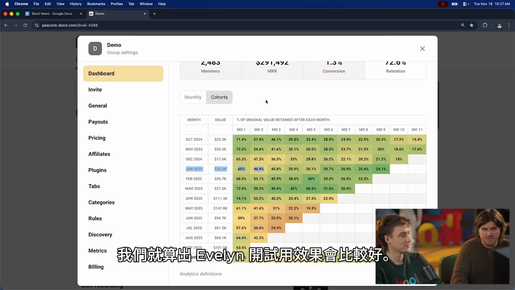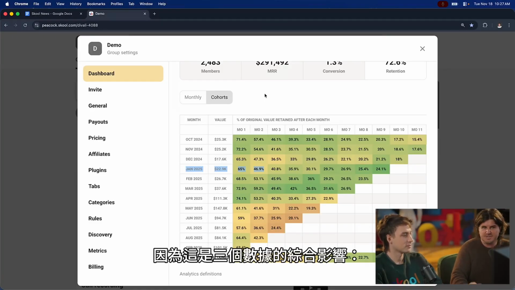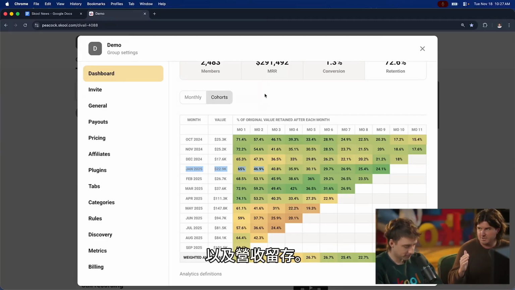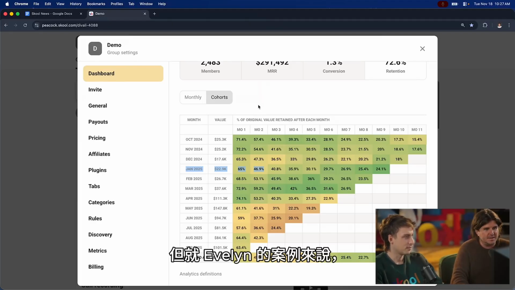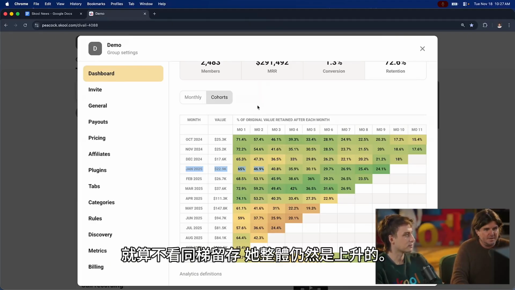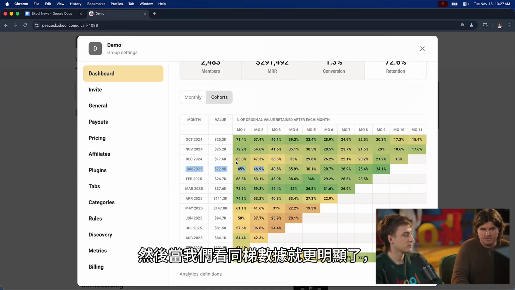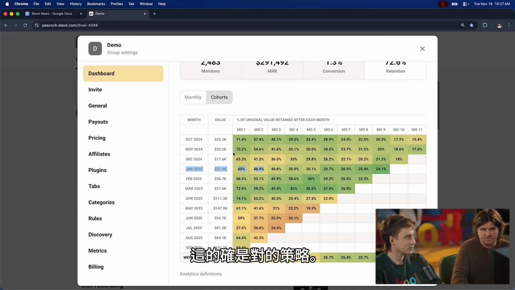And so we were able to calculate for Evelyn that the free trial really worked for her, because it's a blend of all these things. You've got your about page conversion rate, your free trial conversion rate, and your revenue retention. Yep. But I think in Evelyn's case, even not looking at the cohorts, she was still up. She got more total conversion having the trial than not. And then when we looked at the cohorts, it was, oh, absolutely, you should do this.